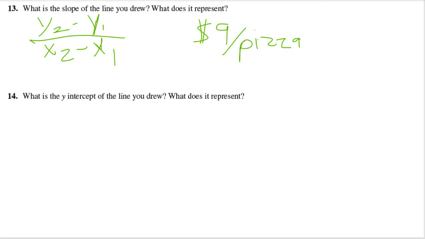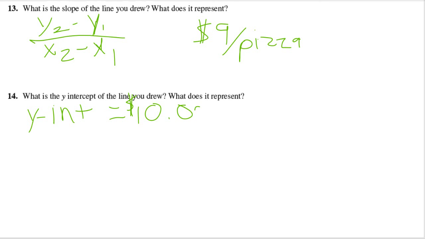Question 14, y-intercept. Y-intercept is where the graph crosses the y-axis. It's also the value of y, in this case the cost, if you get 0 pizzas. So if you call up the pizza place and ask them to come out and say hi and not bring any pizzas, they're going to charge you $10 just to come say hi. So the y-intercept is actually $10.